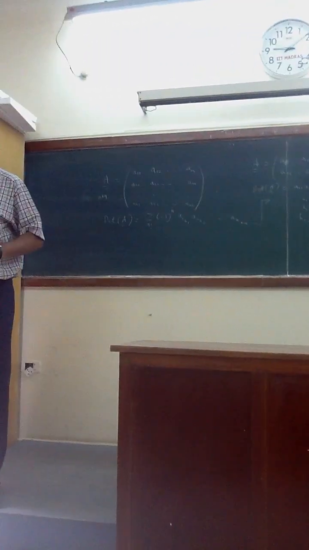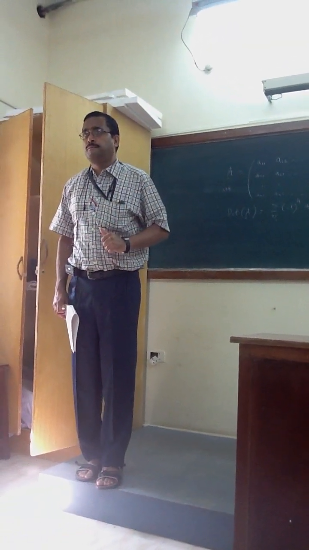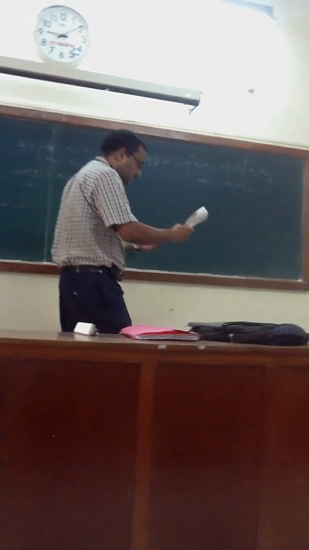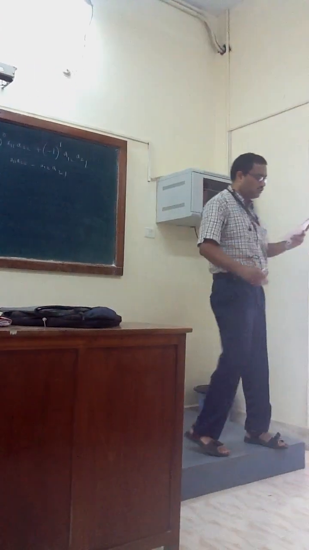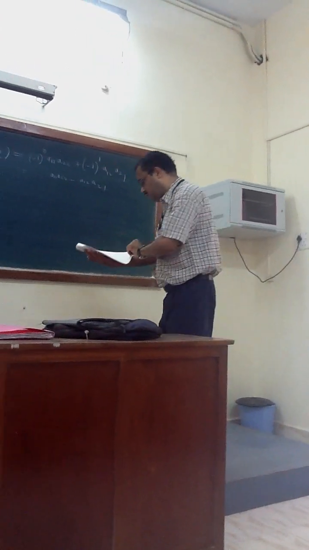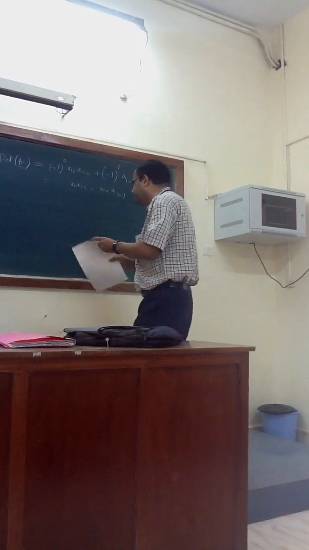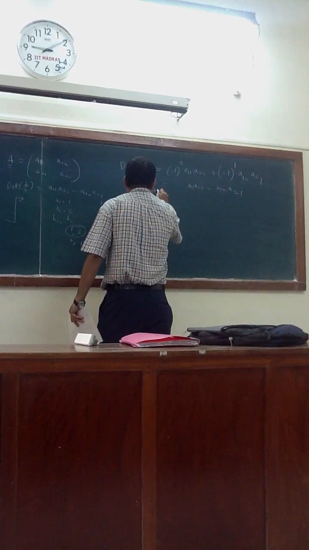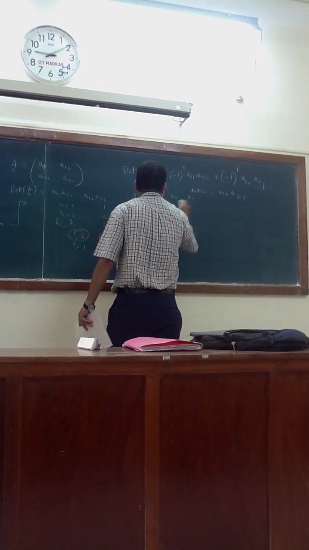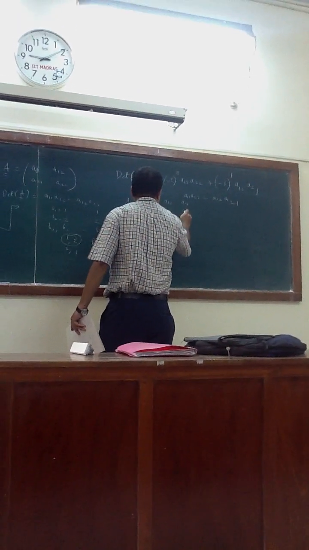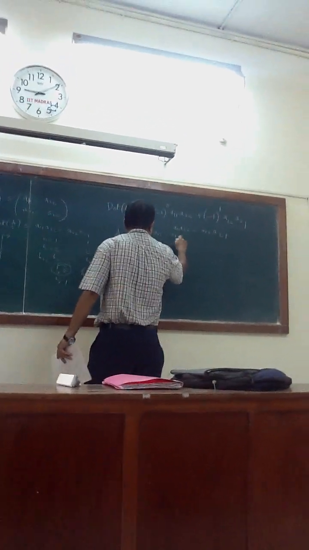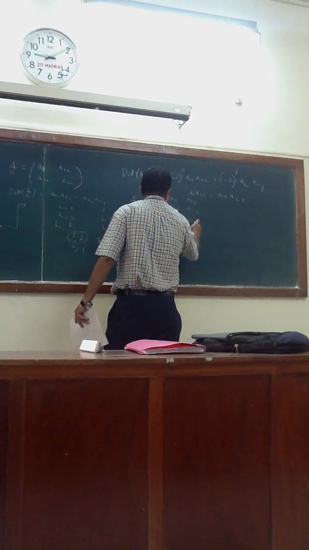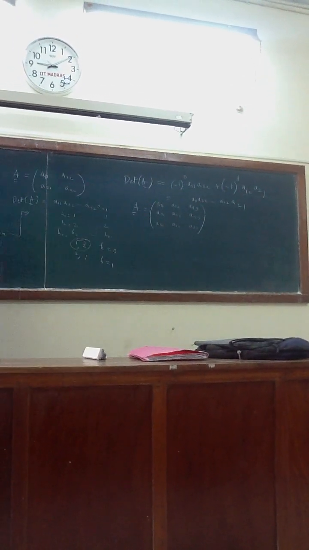Yeah, how the structure comes. So let's talk about the 3 by 3 system. 2 by 2 is quite clear to all of you. So let's talk about matrix A, which is A11, A12, A13, A21, A22, A23, A31, A32, A33.